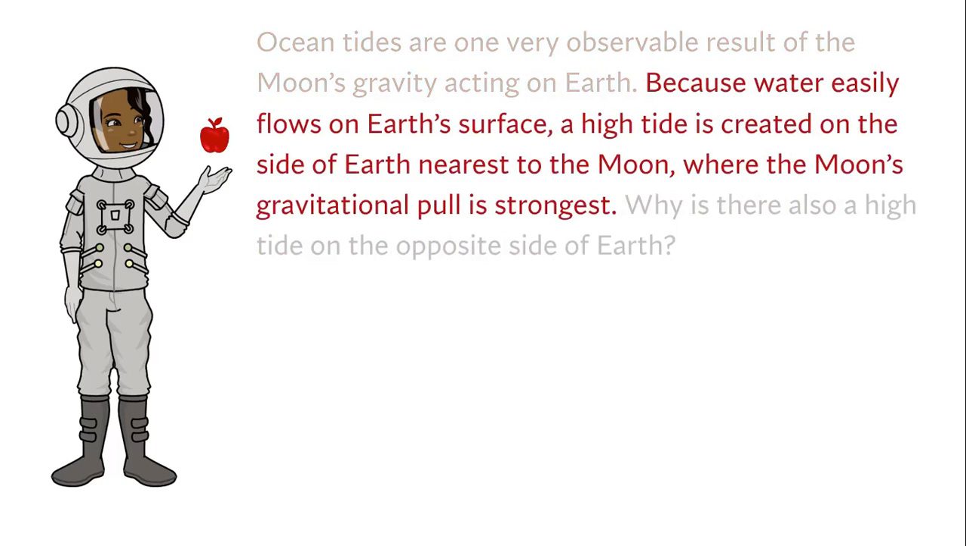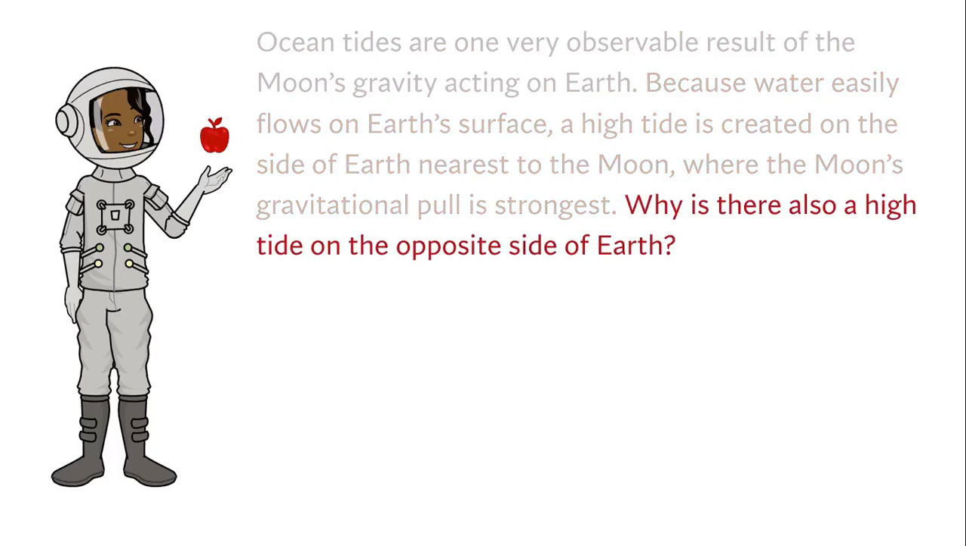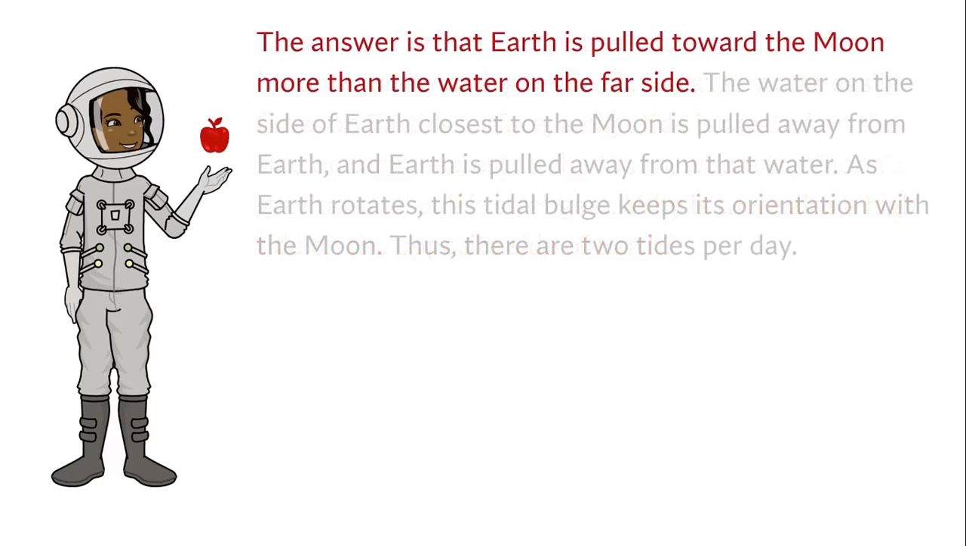Ocean tides are one very observable result of the moon's gravity acting on Earth. Because water easily flows on Earth's surface, a high tide is created on the side of Earth nearest to the moon, where the moon's gravitational pull is strongest. Why is there also a high tide on the opposite side of Earth? The answer is that Earth is pulled toward the moon more than the water on the far side.